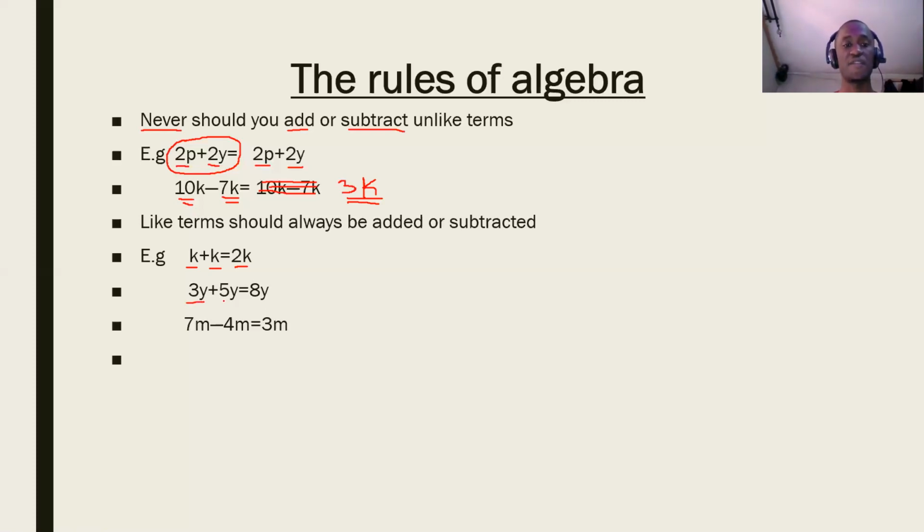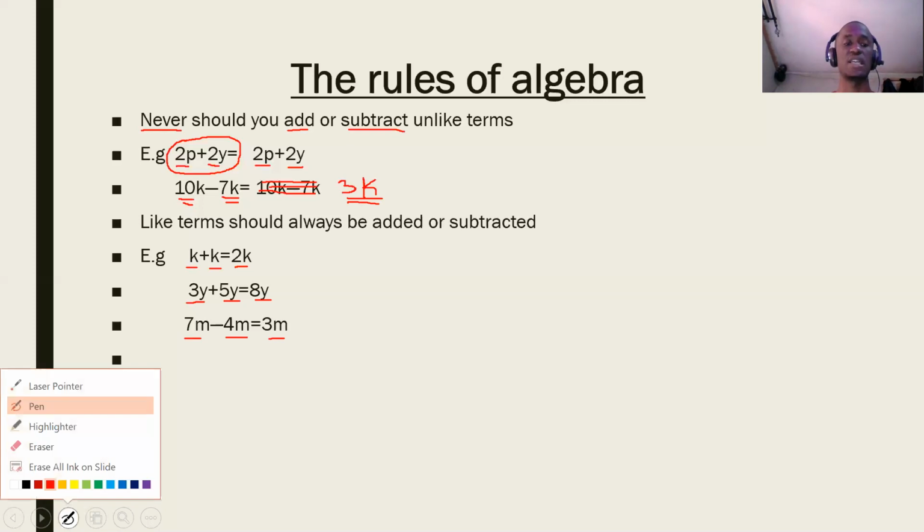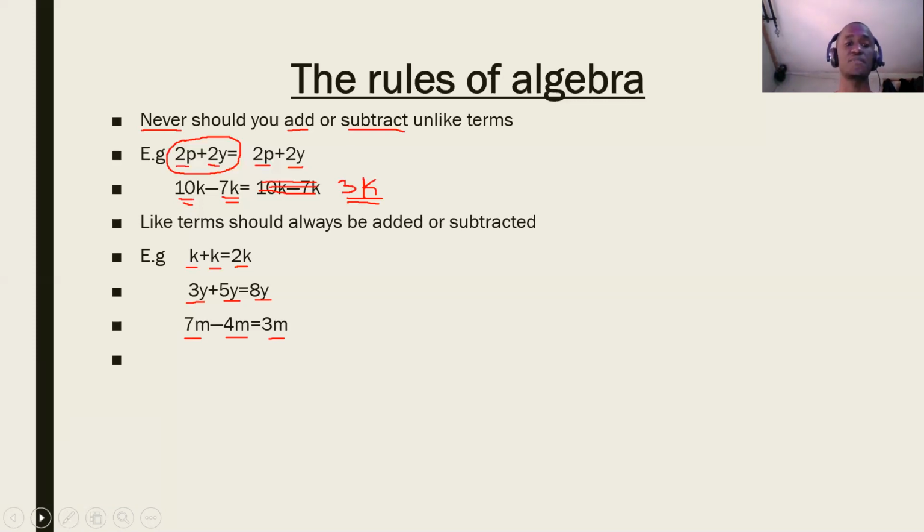3y plus 5y, the answer is 8y. Because they are like terms, we can add them together. 7m minus 4m, the answer is 3m. The reason we are subtracting is because they have the same letter, so they share the same algebra, or they are like terms. So class, I'm saying that like terms can be added or subtracted, but unlike terms can neither be added nor subtracted. So you just leave them alone.